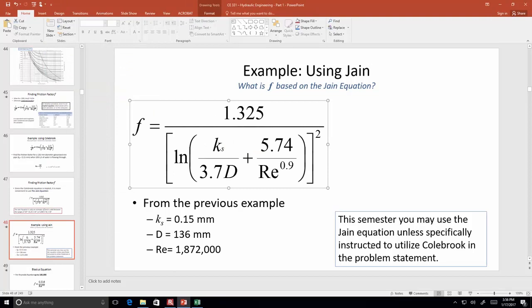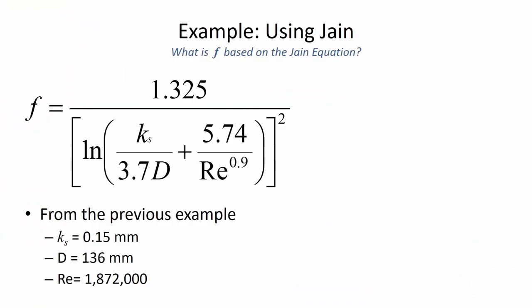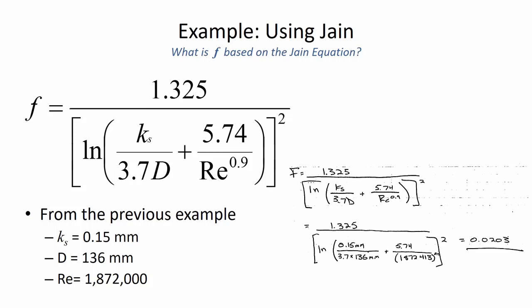So when we make the substitutions, you'll actually find that it's the same f value that we got when we were doing the Colebrook equation. That f value is 0.0203. And so why is it so good in this case? It's because we're right in the middle of the range for which the Jain equation is applicable. And so you usually get pretty good results.